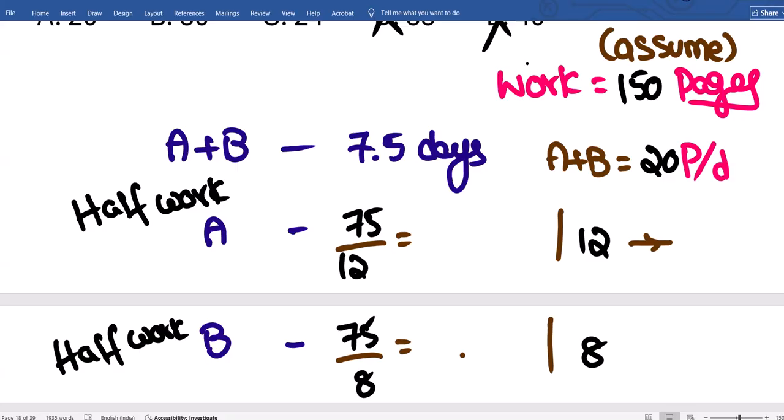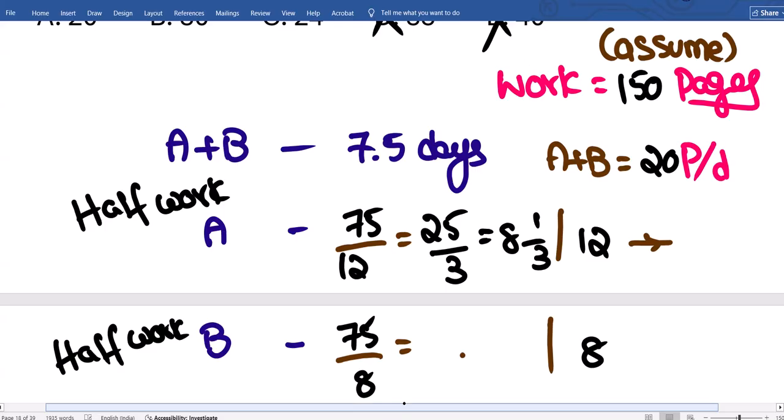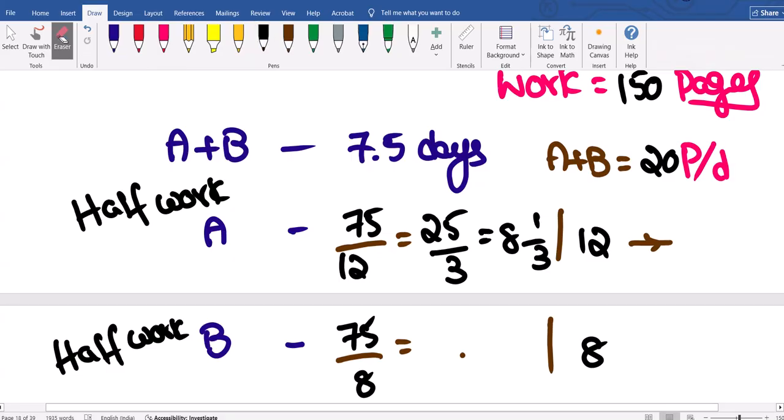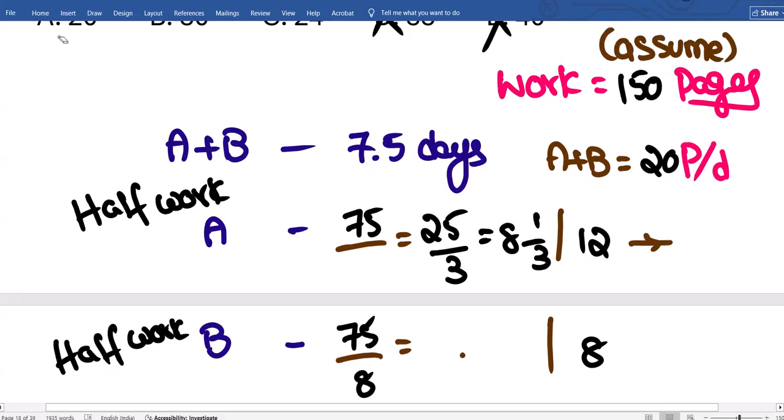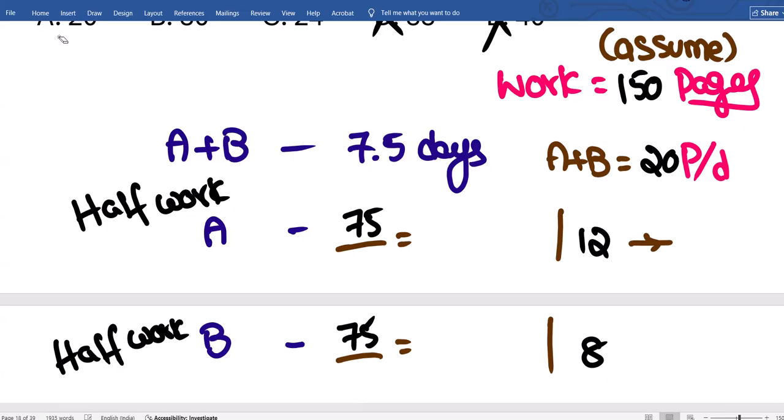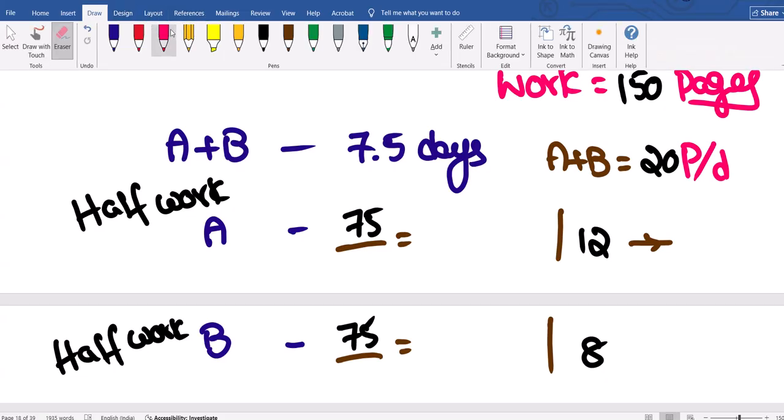These two together, is it 20 or not? That's my first checking point. 25 divided by 3, this will be 8 1 by 3. Now together we are not getting 20 days. Then try 15 and 5. This is failed. I am not getting together 20 days. I am trying for other, 15 and 5.